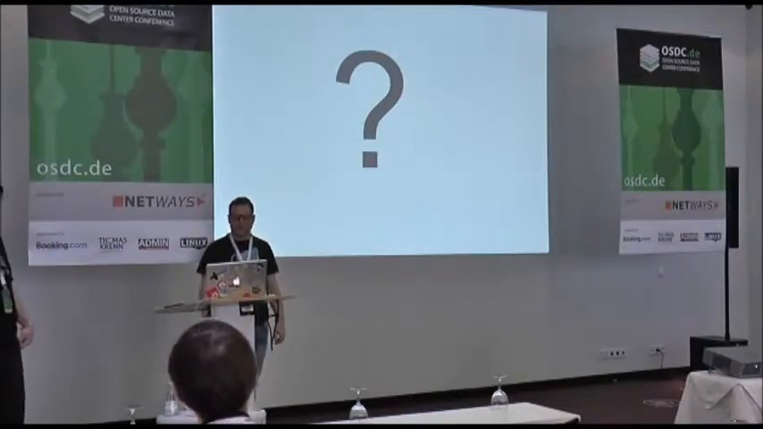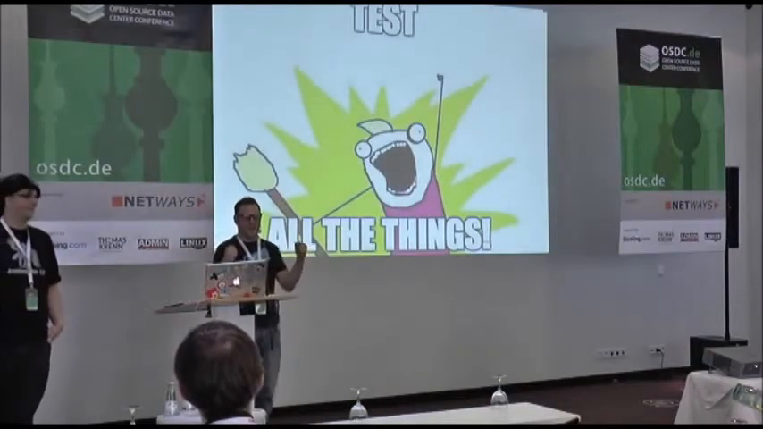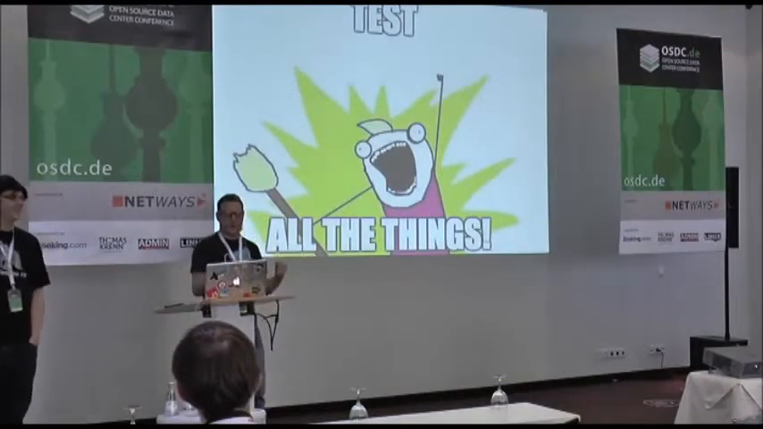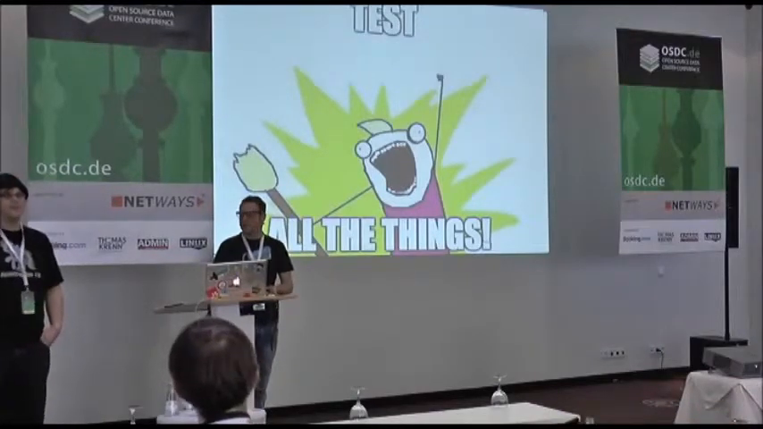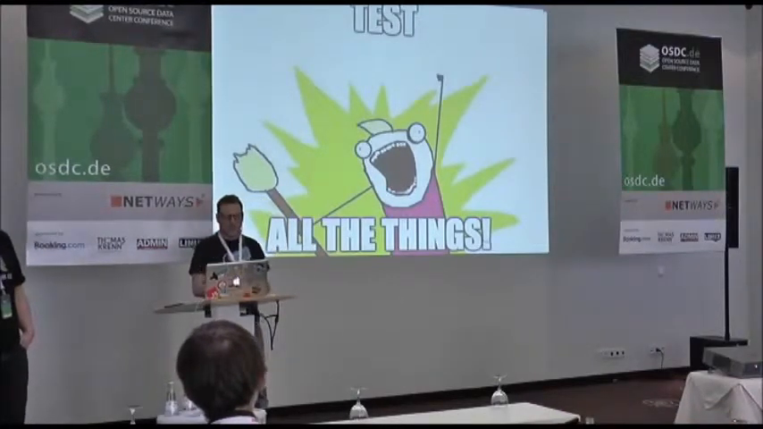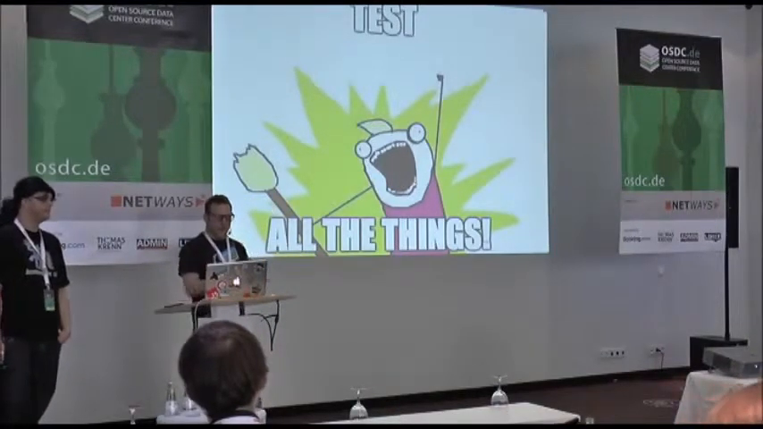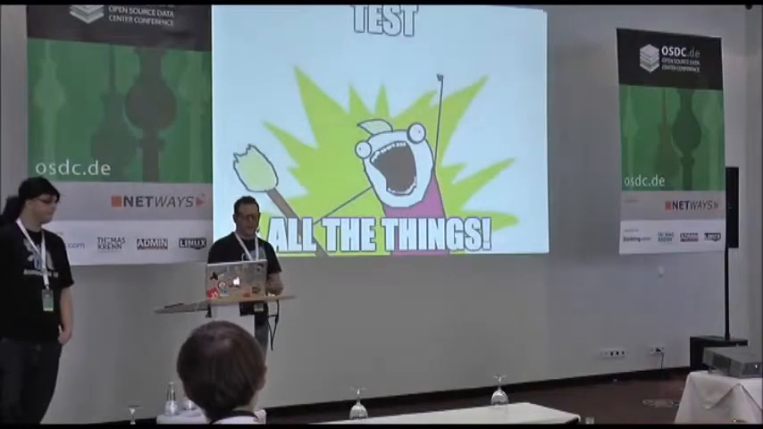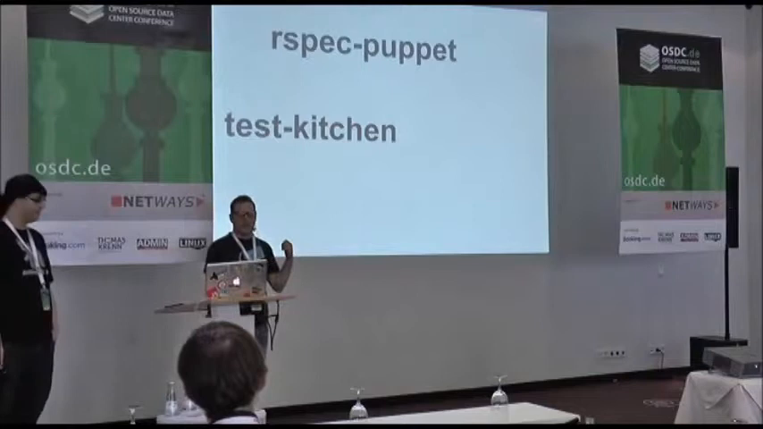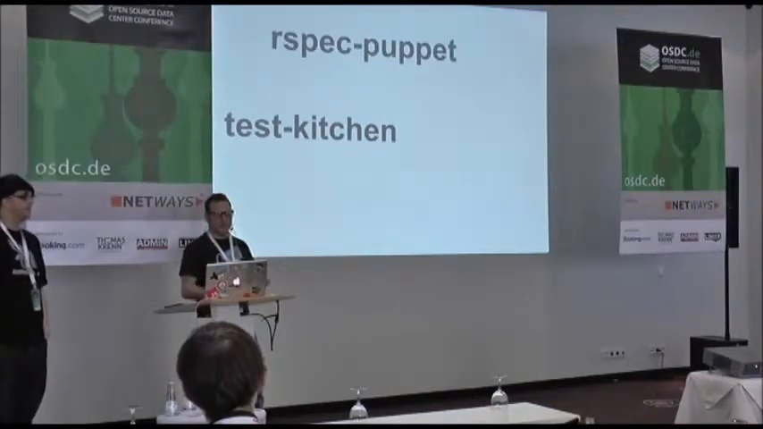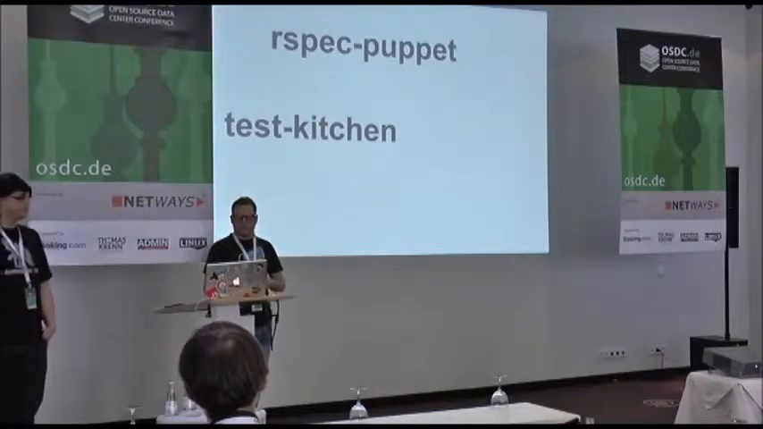Yeah. So actually, what we do in software engineering is test all the things. Because then we can make sure we don't break anything, and we can also make sure that we always have some working code. And luckily in the configuration management world, there are a lot of tools that help us. So we could start with RSpec Puppet or test in the Puppet world and Test Kitchen in the Chef world, for example.